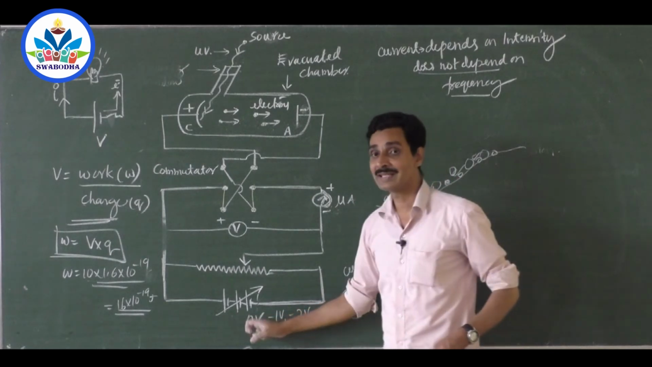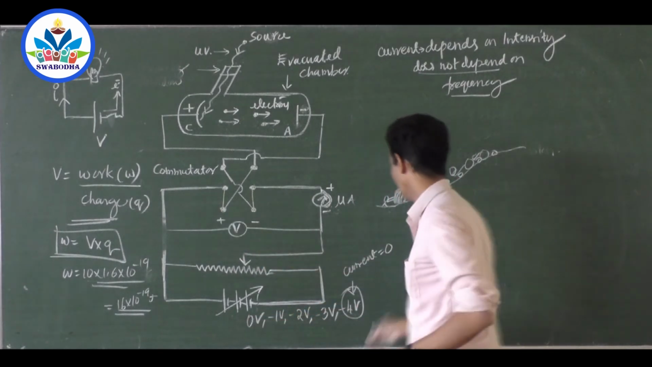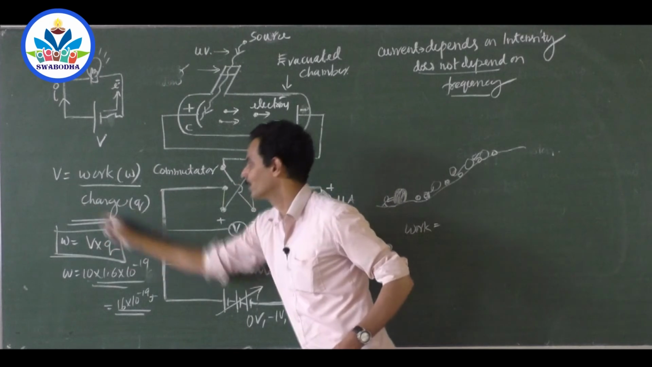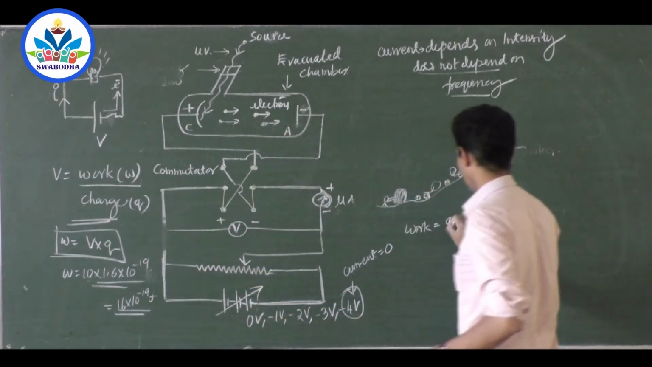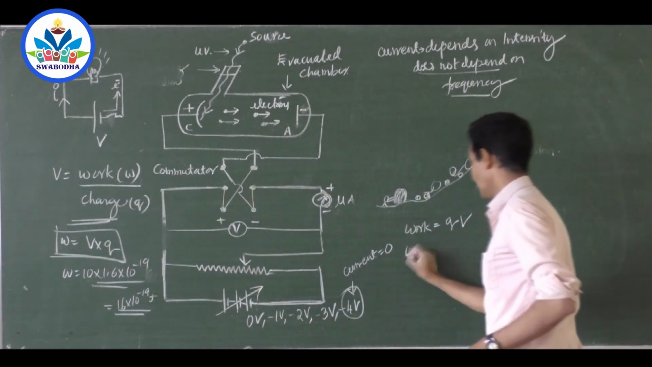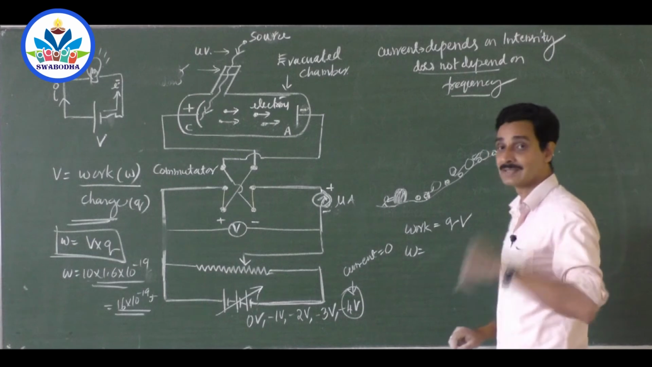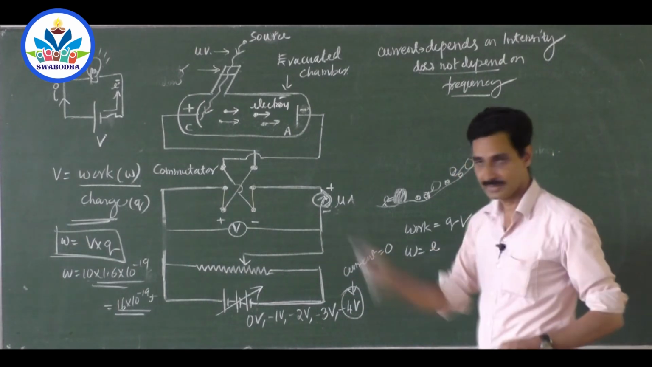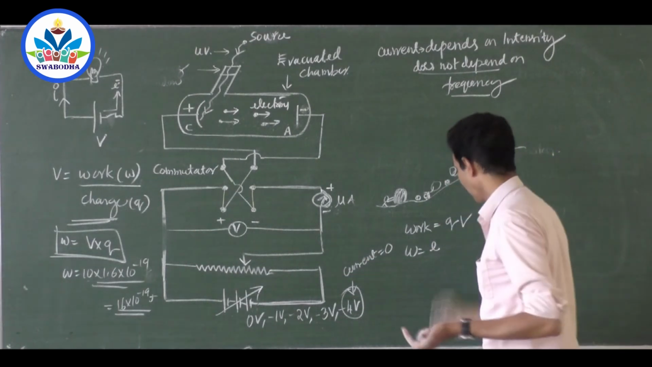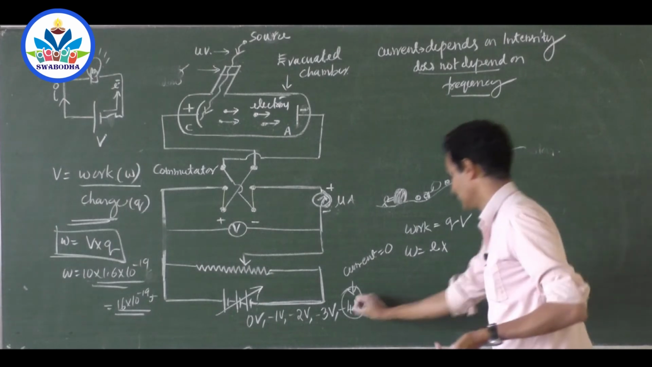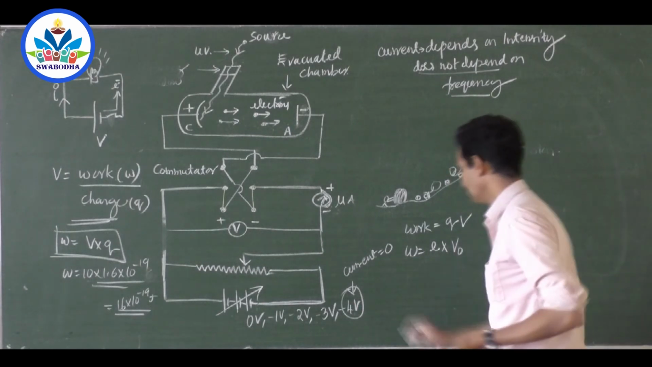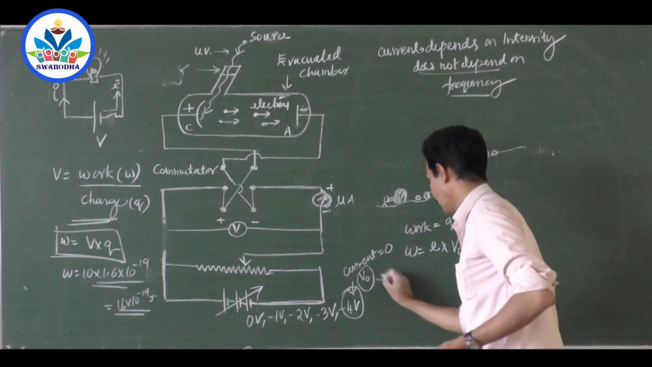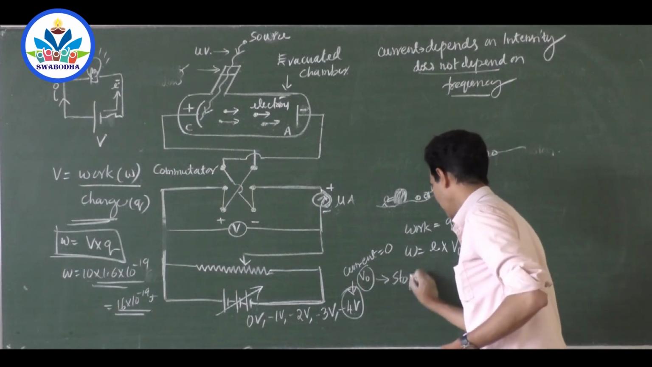Negative potential is given by the battery. So how much work is done by the battery in stopping the electron? Work done by the battery is equal to charge into potential difference, right? Work done by the battery is the charge of the electron, 1.602 into 10 to the power minus 19, into the potential difference, that is this one. I will call this V naught. What is V naught? V naught is called stopping potential.